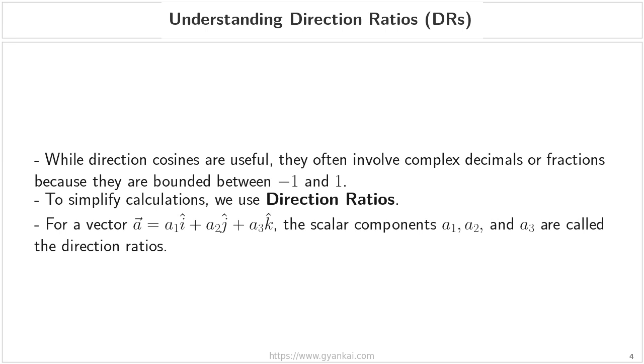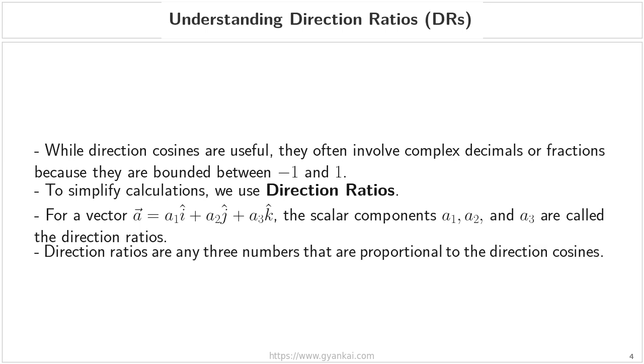To make our lives easier and simplify our calculations, we introduce something called direction ratios. If you look at a standard vector, let's call it vector A expressed in terms of its components, a sub 1 i hat plus a sub 2 j hat plus a sub 3 k hat, the scalar components, that is, the numbers a sub 1, a sub 2, and a sub 3, are actually called the direction ratios. But here is the key thing to remember. Direction ratios don't have to be unique. They are simply any three numbers that are proportional to the direction cosines.